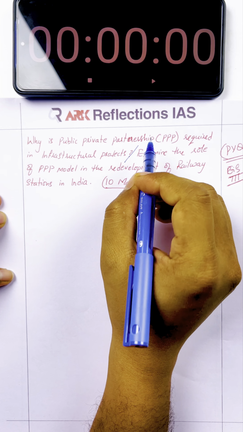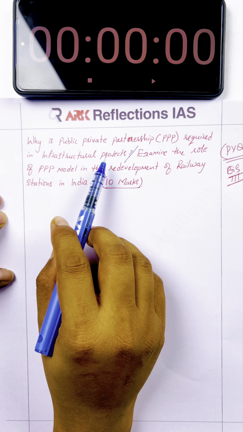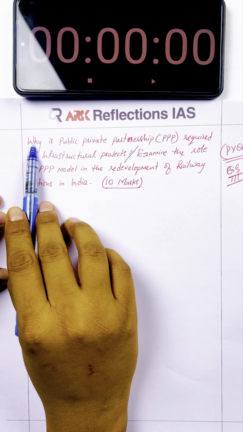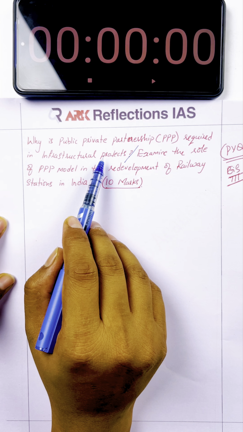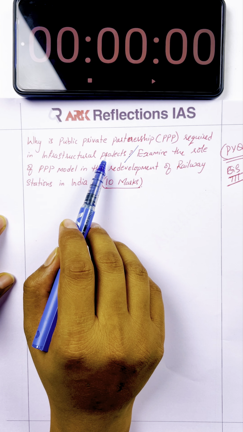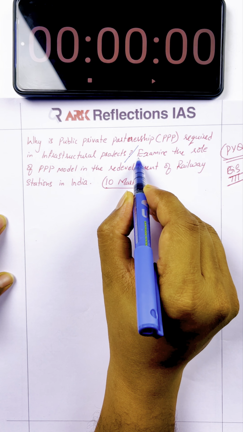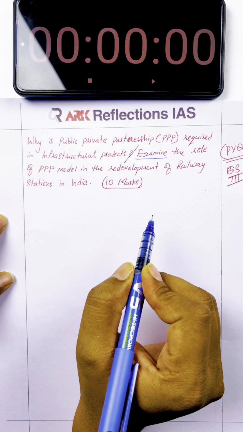The first part says, why is PPP required in infrastructural projects? So I'll be addressing this part of the question directly using the definition and later on using a Benzene diagram where I'll be talking about what is the need for the PPP model. Next, coming to the next part of the question, that is, examine the role of the PPP model in the redevelopment of the railway stations.